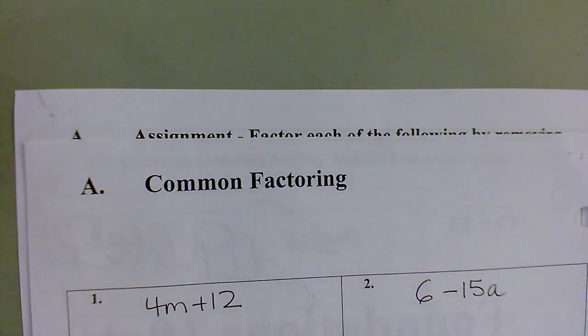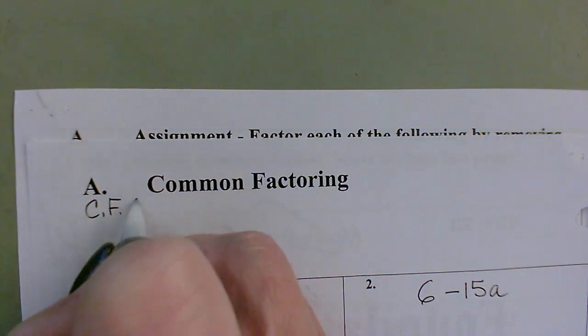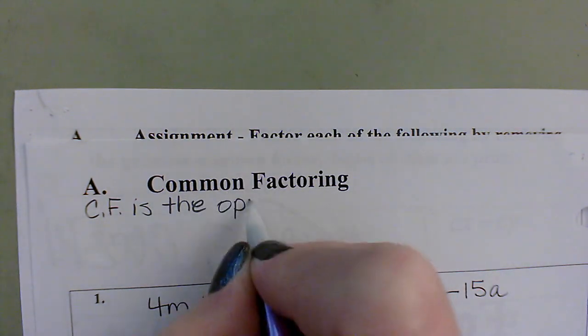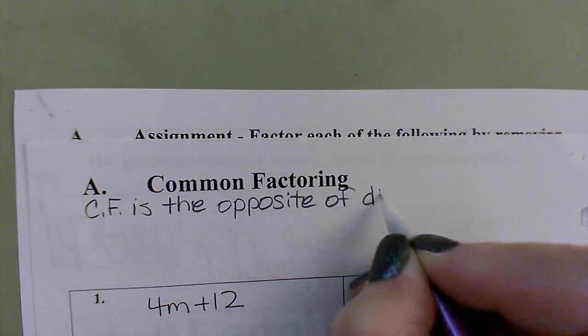So common factor, this is where we're going to start writing. When I write on this sheet, you can write it in yours. So common factoring, CF, is the opposite of distributing.